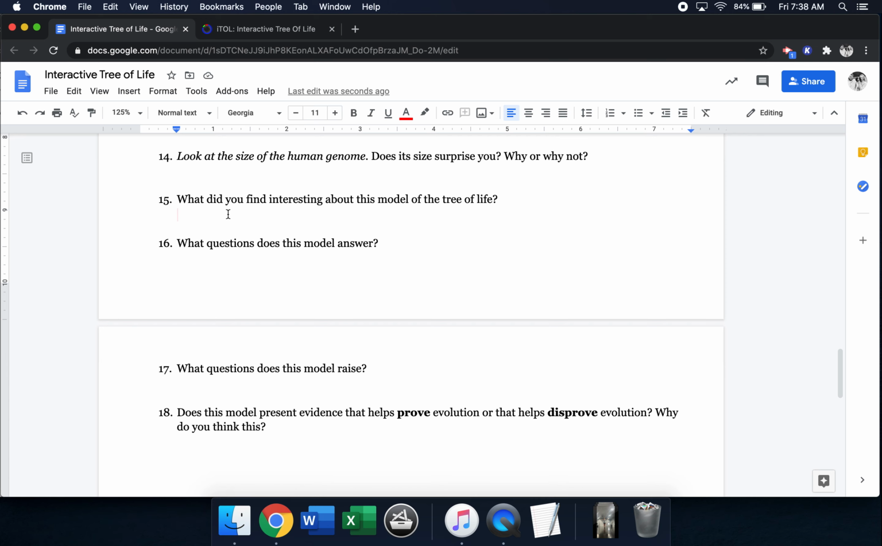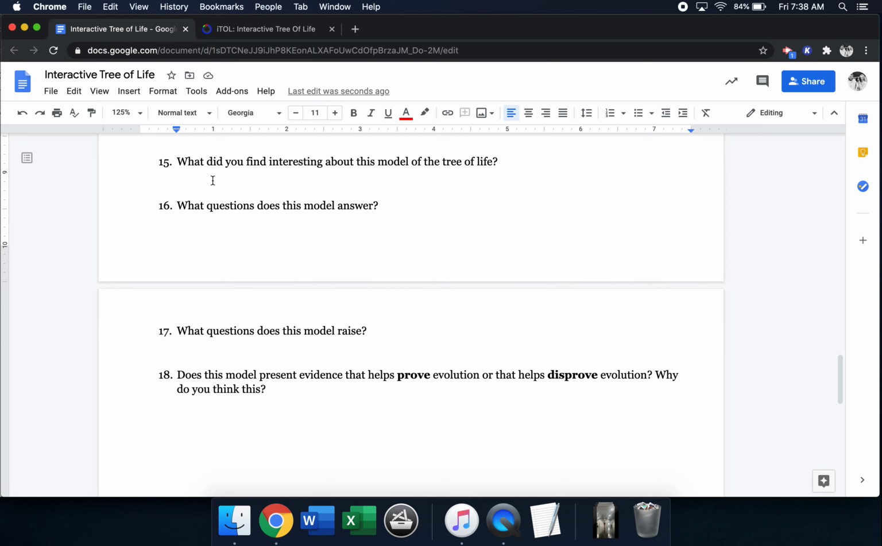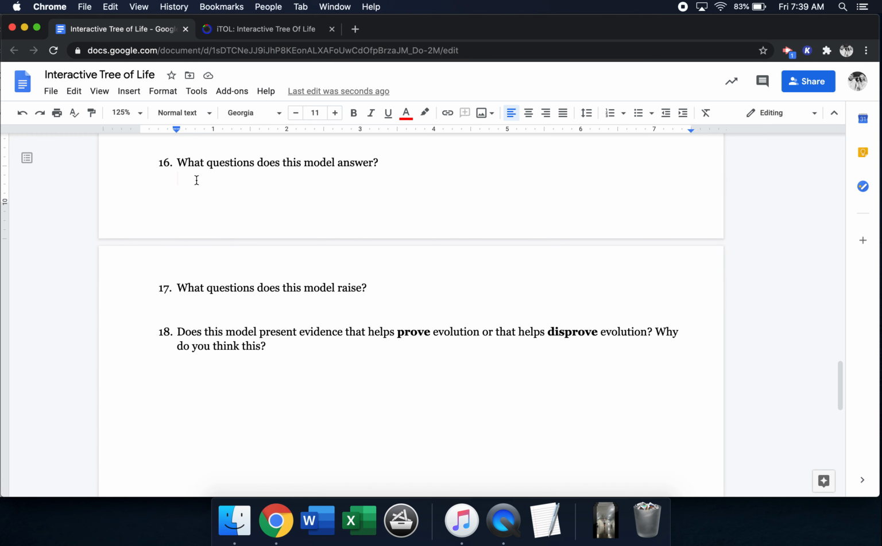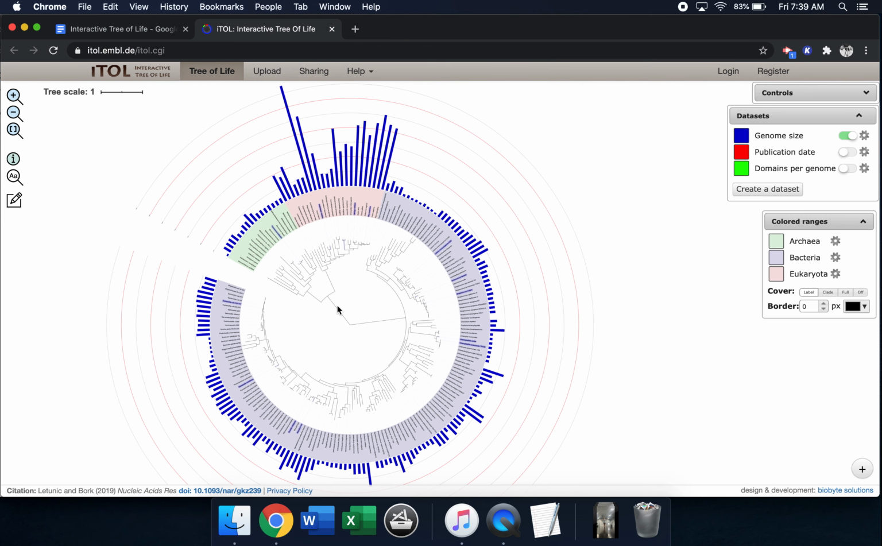And these last ones are on your own as well. So what did you find interesting about this model of the tree of life? Is there anything that you learned or you found strange? Again, pause if you need some time. What questions does this model answer? I'm going to let you answer that on your own. But think too, what pieces of information does this give us?